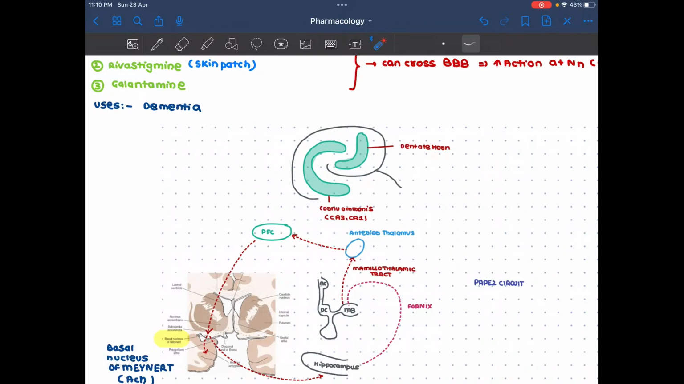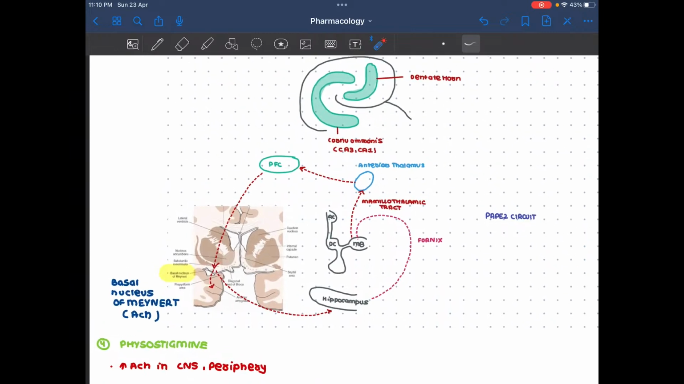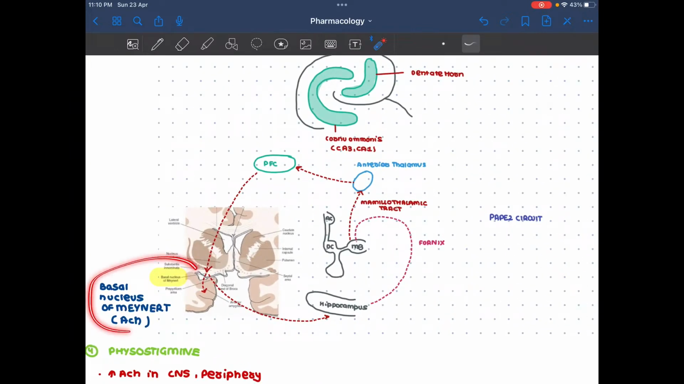Papez circuit is somewhat arbitrary here, but I just wanted to tell you guys, a component in the Papez circuit is known as your basal nucleus of Meynert. ठीक है? So this basal nucleus of Meynert is mainly your acetylcholine neurons. In Alzheimer's dementia, due to the neurofibrillary tangles and your beta amyloid plaque, this basal nucleus of Meynert is the one which is going to degenerate. इसके कारण we're going to have a decrease in acetylcholine पूरे CNS में.